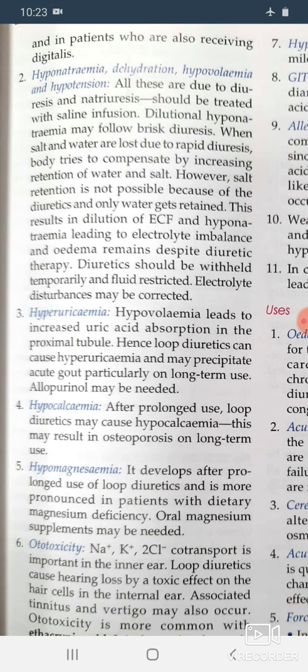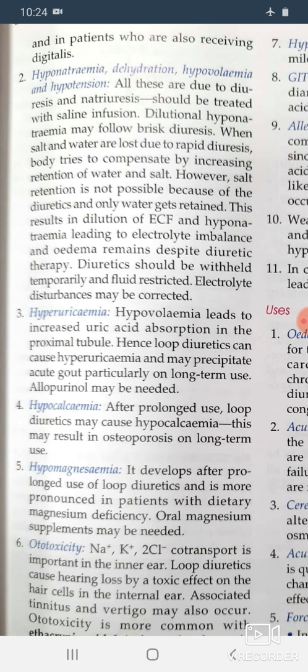Fourth is hypocalcemia. Hypocalcemia, as we have discussed, occurs only if the loop diuretics are used for a longer time. The treatment is very prolonged, because loop diuretics cause inhibition of the reabsorption of calcium in the loop of Henle, but when that calcium reaches the distal convoluted tubule, the DCT, it is reabsorbed from that site. So there is less chance of hypocalcemia. But when the loop diuretics are used for a prolonged time, then they cause hypocalcemia.